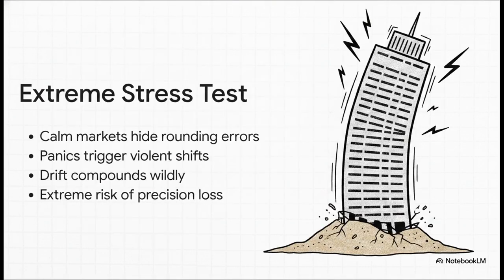By writing their smart contract code this way, they were actively, voluntarily inviting the chaotic FPU gambler to manage a multi-million-dollar vault. Now, you might be wondering, is a tiny rounding error really that big of a deal? And sure, during calm, sideways trading days, you might never notice it. But what happens during an extreme stress test?